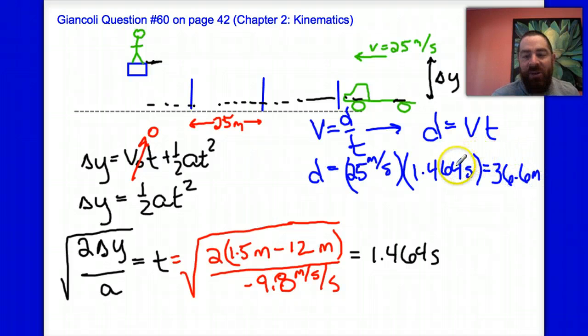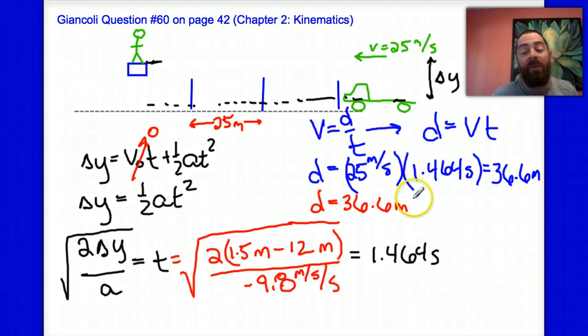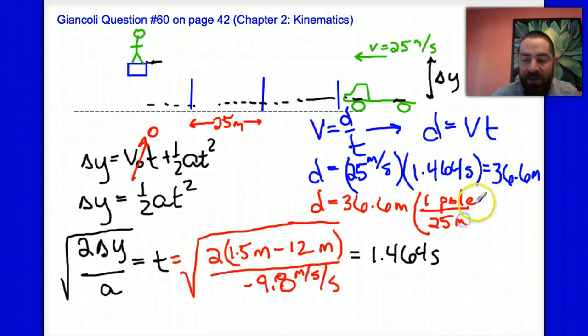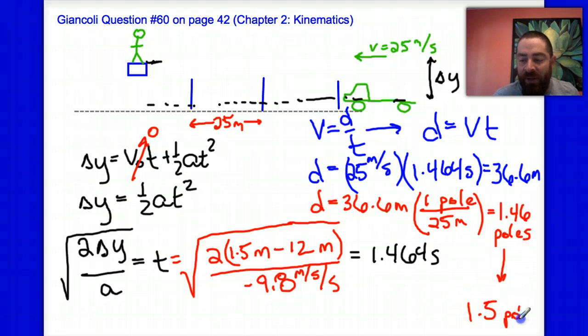But that doesn't answer the question, how many poles is that? So really the last step of the problem is simply to say, all right, we know it's 36.6 meters. We now want to convert meters to the number of telephone poles. So I'll multiply that by 1 pole every 25 meters, and I get 1.46 telephone poles, or dealing with significance, let's go ahead and call that 1.5 telephone poles.